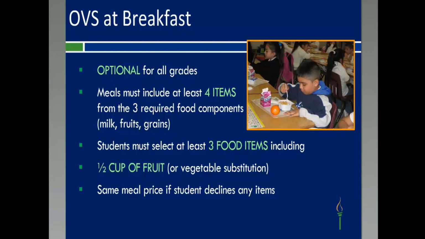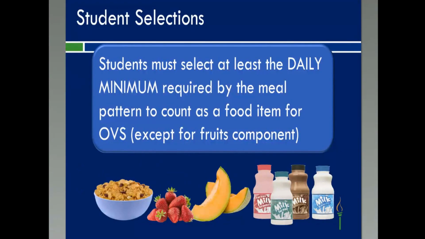Notice at lunch, it is 5 components. At breakfast, we have 3 required food components: milk, fruits, and grains. Students must select at least 3 food items, including that half cup of fruit, or a vegetable substitution. And same as lunch, the same meal price must be charged no matter how much or how little a student takes for a reimbursable meal.